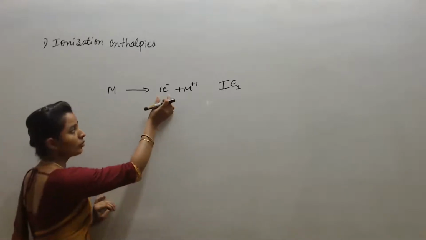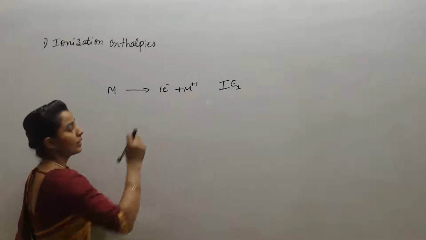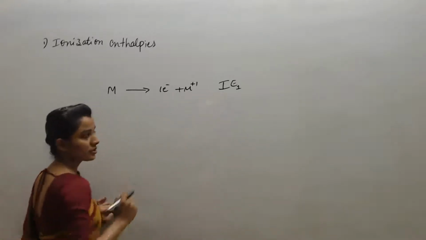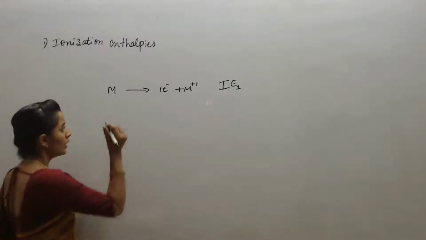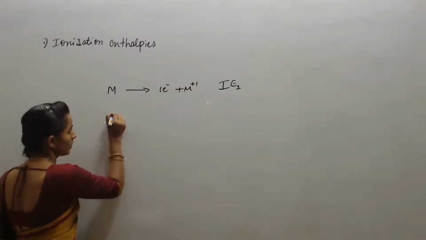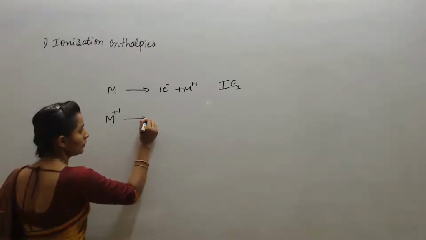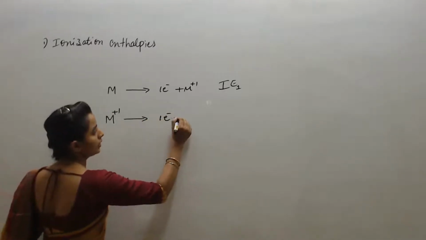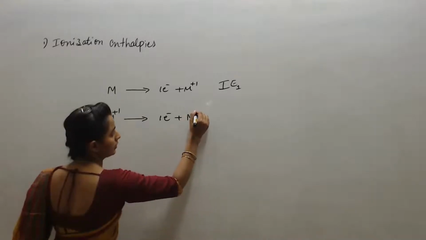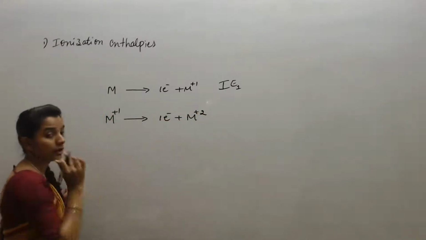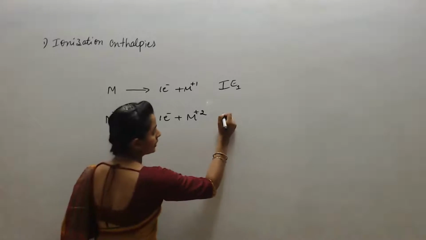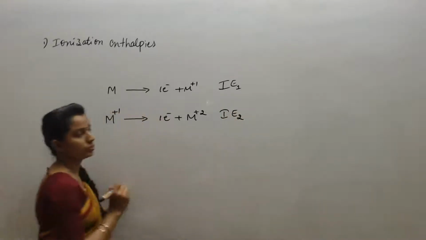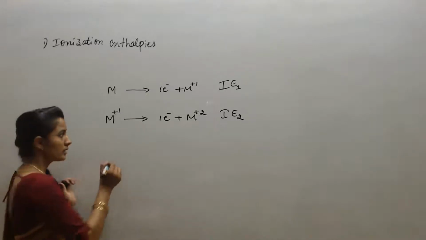From here we have to remove one electron, then it will form the M plus unipositive ion. So that is ionization energy 1. Next, if M plus is subjected to removal of another electron, then it forms the M 2 plus ion, a bivalent ion. Then it is IP2.